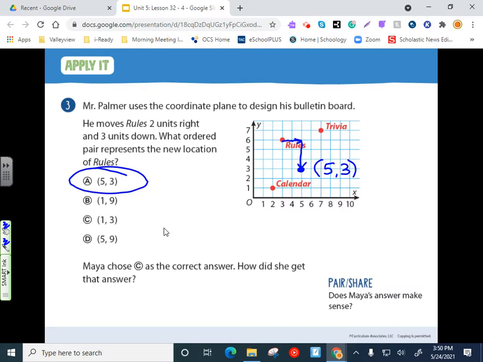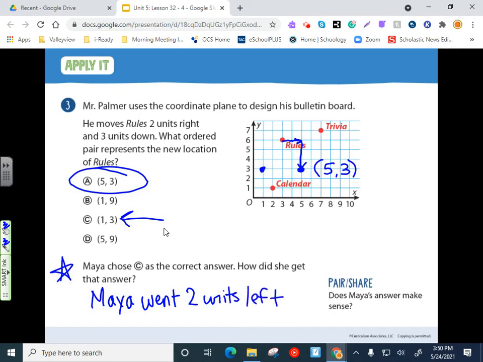Now, I like this question down here, this little bonus question. Maya chose C, which is 1, 3. So let's see what 1, 3 looks like on here. So that point 1, 3 is right there. And you probably recognize that Maya went 2 units left instead of right.